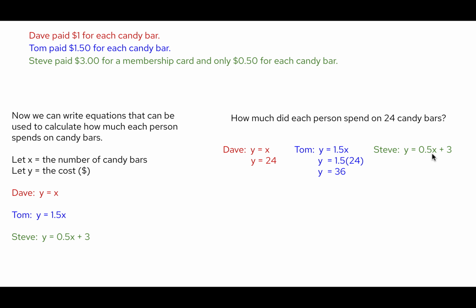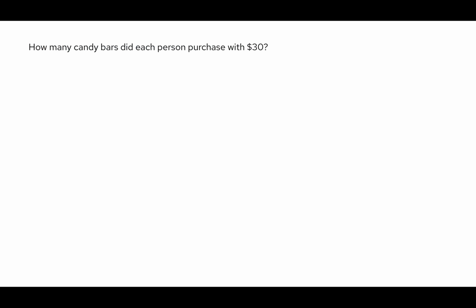And for Steve's equation, y equals 0.5x plus 3, again, replace the x with 24, and half of 24 is 12, and the sum of 12 and 3 is 15. So Dave spent $24 on 24 candy bars, Tom spent $36, and Steve got the best deal. He only had to spend $15.